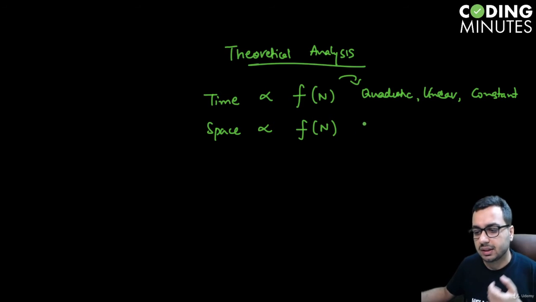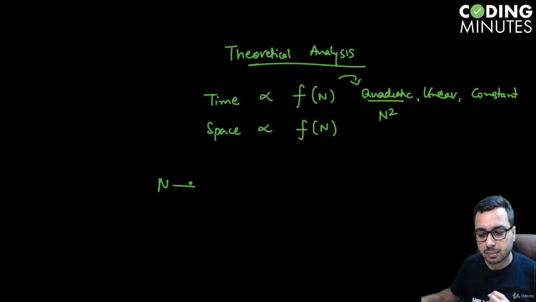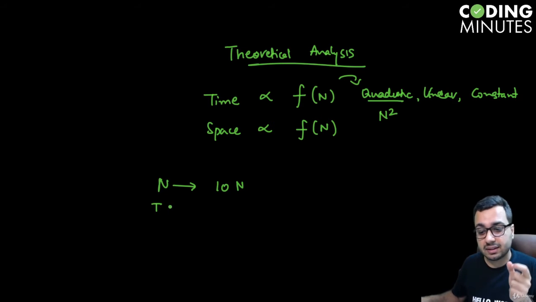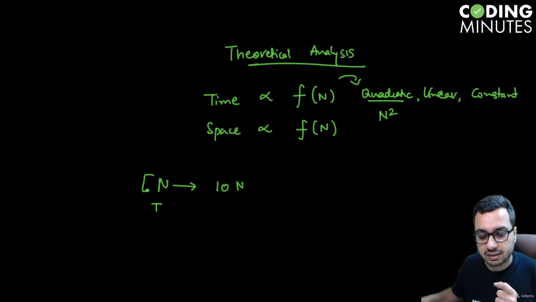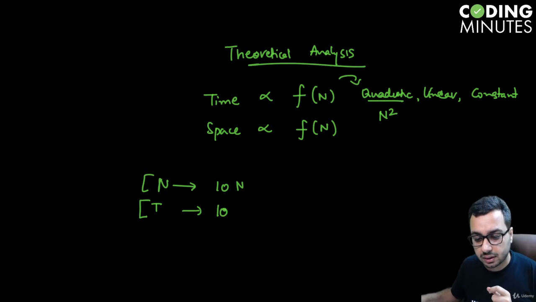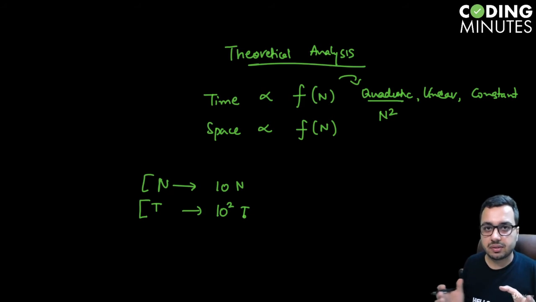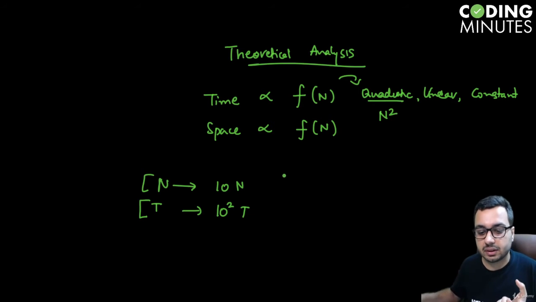Okay, if you have a quadratic function, we will say that time is proportional to n square. So if your n changes from n to 10 n, let's say, then your time for, let's say, sorting n integers is t. Then if you go from n to 10 n, your time will go to 10 square into t. Okay, so this is the meaning of a quadratic complexity.